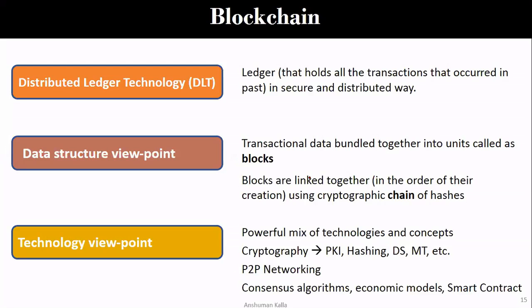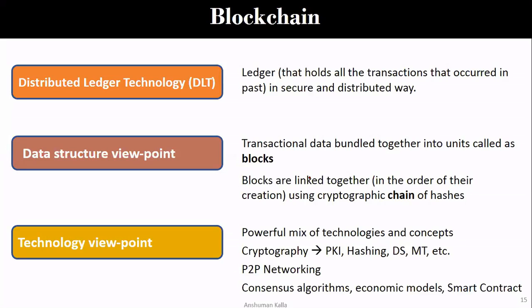Why is it so? Because all these blocks which are chained together form a digital ledger, and this digital ledger is actually distributed with all the nodes in the network. So every node in the network has a copy of the blockchain, which is a digital ledger, right? So it's a ledger which is secure and maintained in a distributed way. All right, so that's one perspective.